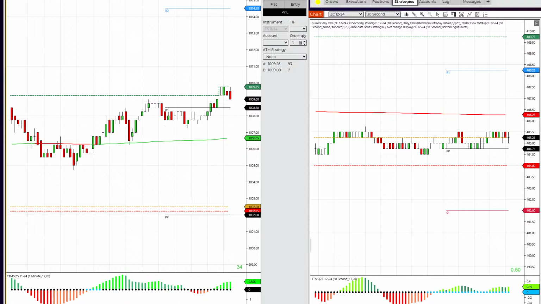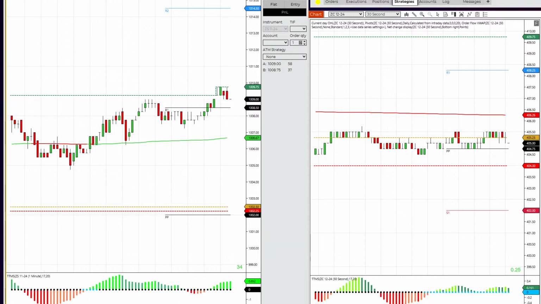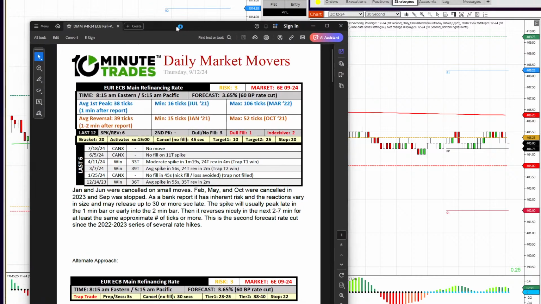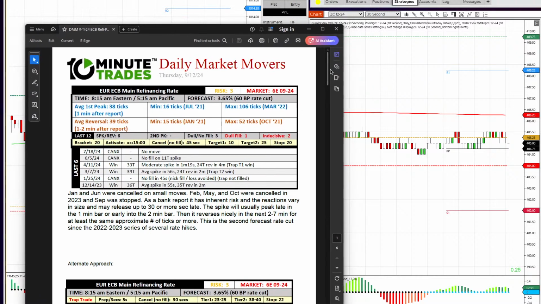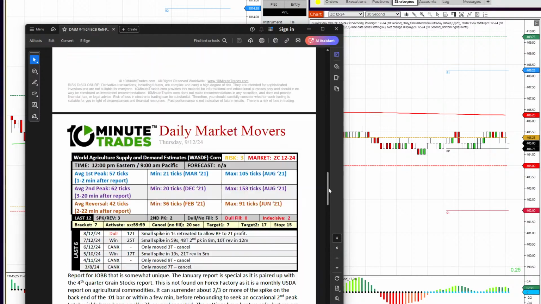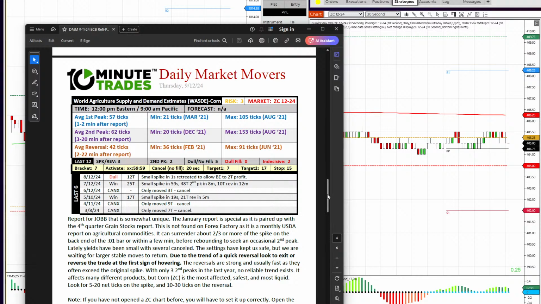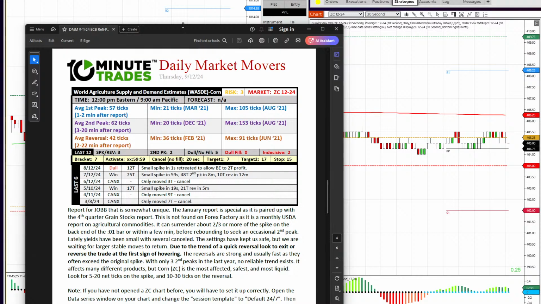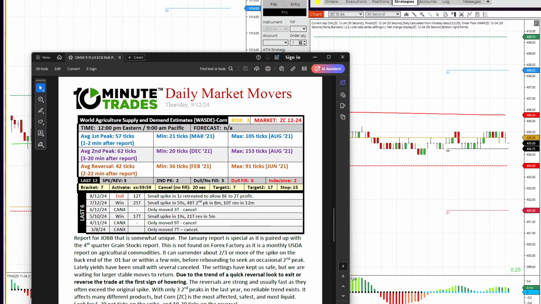Let me pull up the DMM while we're waiting. So what is a DMM? The DMM is our trade report. It's got the setup of how we are going to trade the WASDE report.